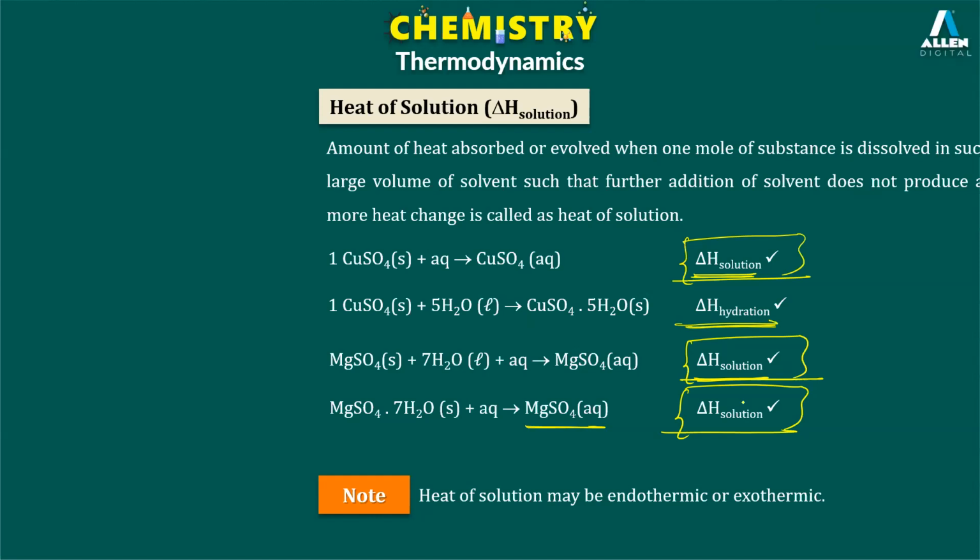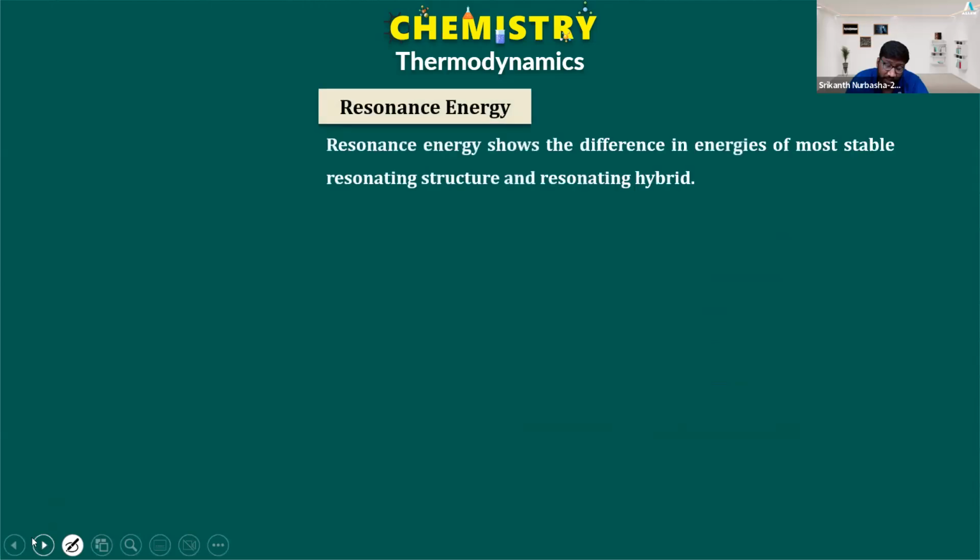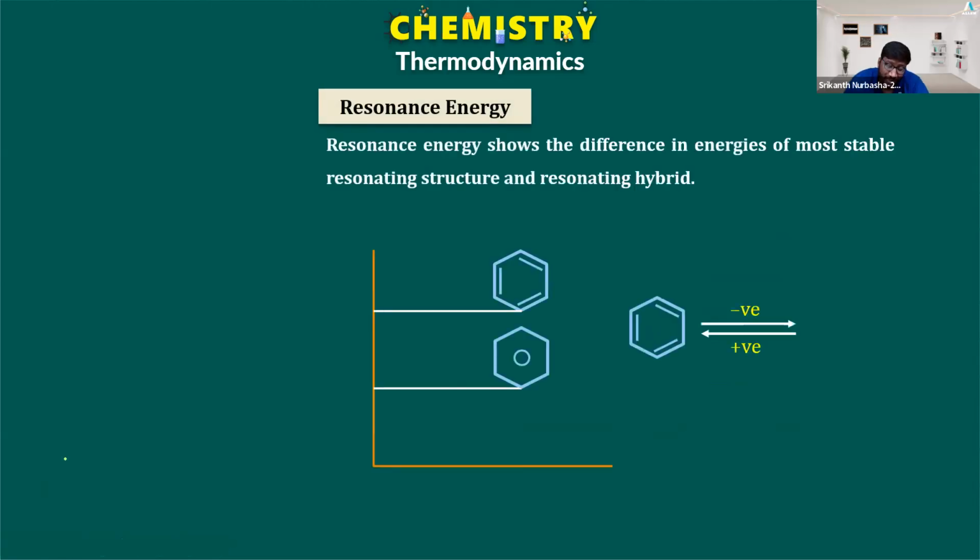Yes, sir. Yes, right. So resonance energy shows the difference. There are a lot of cases where the molecules are going to show resonance. Resonance is a scenario where one structure could not explain all the properties of the molecule, then more than one structure can be written to explain all the properties, and all those structures are said to be resonating structures. Or you can say when a single structure could not explain all the properties of a molecule, then that molecule is going to show resonance.